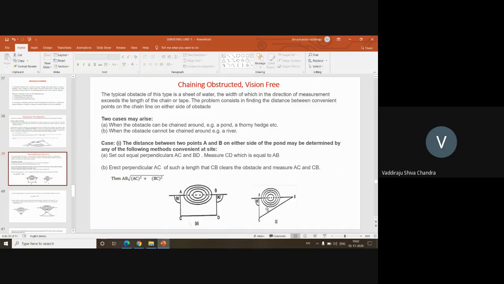Another technique is dropping a perpendicular at A and identifying a point C from where I'm able to see the point B without obstruction. Again, this is 90 degrees, so I can apply the same Pythagoras theorem: AC square plus BC square is equal to AB square. This is one more technique.